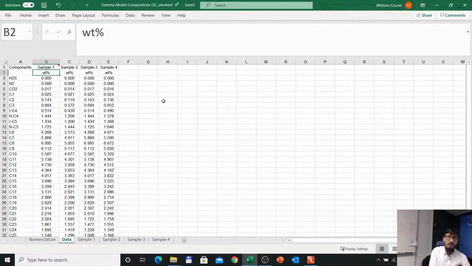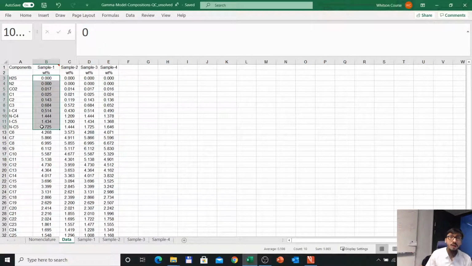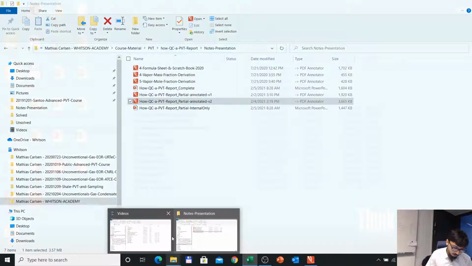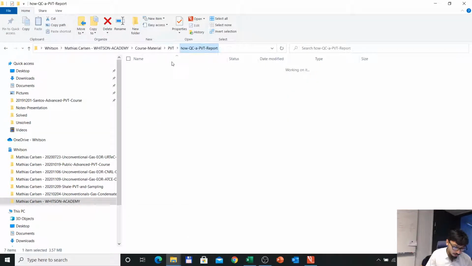that's something we have also discussed before, that for flashed oils, the compositions that are measured in the lab are mass fractions, so we should always be using those numbers for QCing purposes. And this first sample is actually the flashed oil from our gas condensate PVT report. So where do we have that flashed oil? We can go to the PVT report quickly and see.